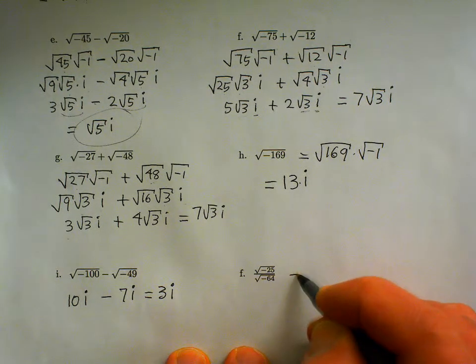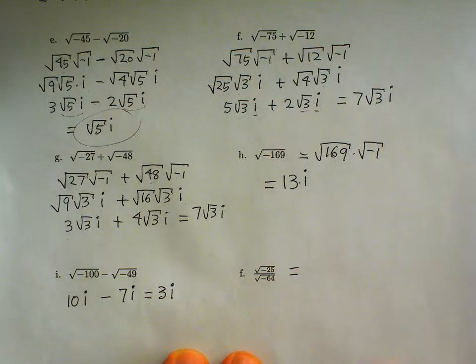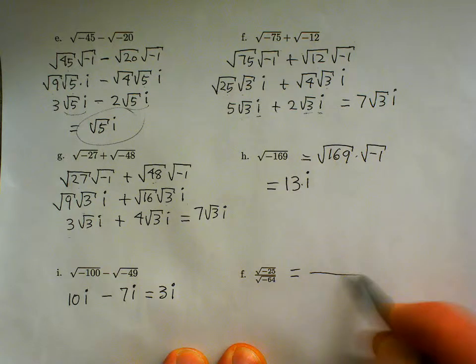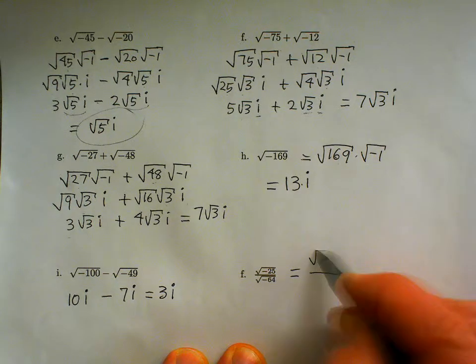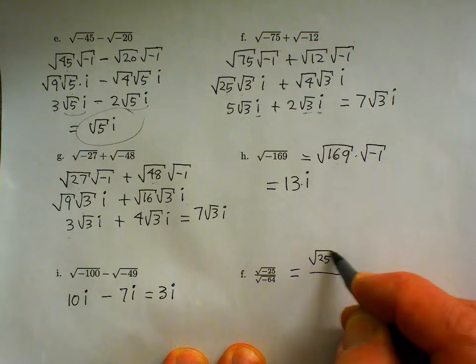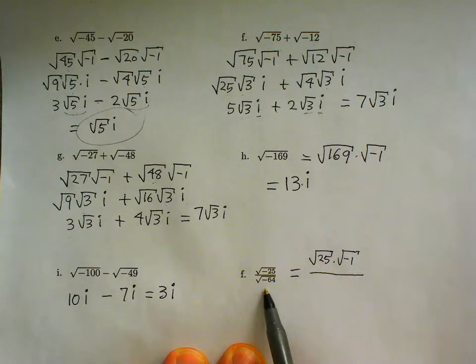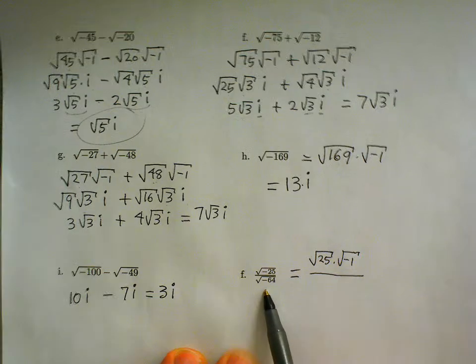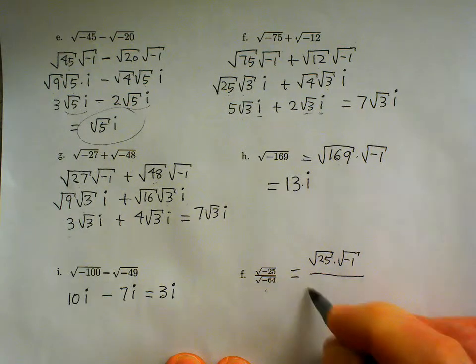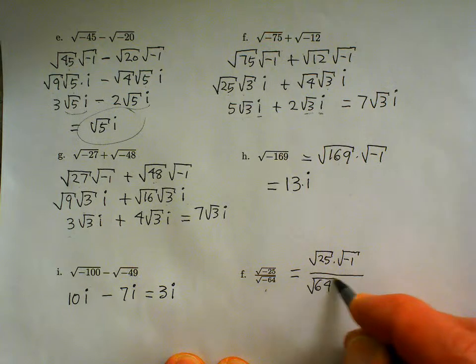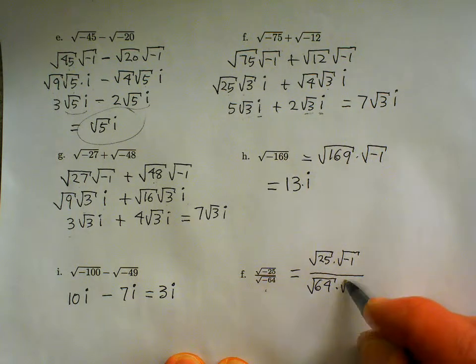Okay, the next one, we have a quotient. So something in the numerator and something in the denominator. In the numerator, we have the square root of negative 25. So that's the square root of 25 times the square root of negative 1. In the denominator, the square root of negative 64, that's equivalent to the square root of 64 and the square root of negative 1.